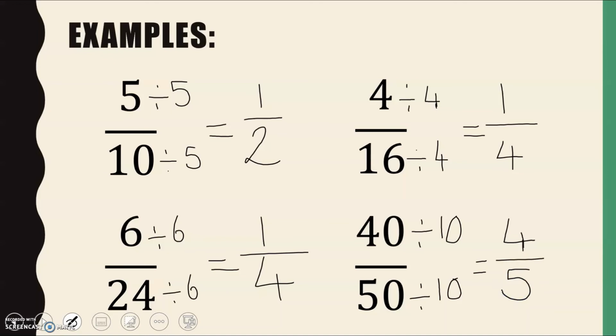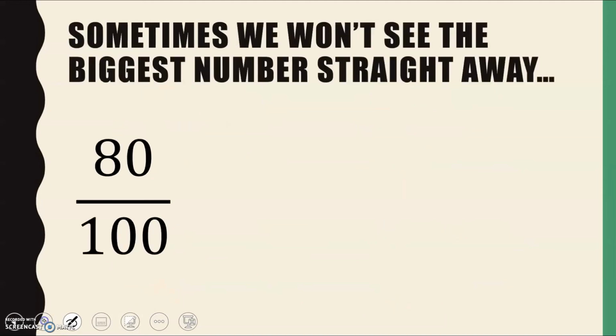So it won't always be 1 over something. Sometimes the smallest fraction we can simplify to will be any number over another. So 4/5 is acceptable as an answer. For some of those examples there, you maybe didn't quite get to the same answer as me, and that's because we don't always spot the biggest times table straight away.